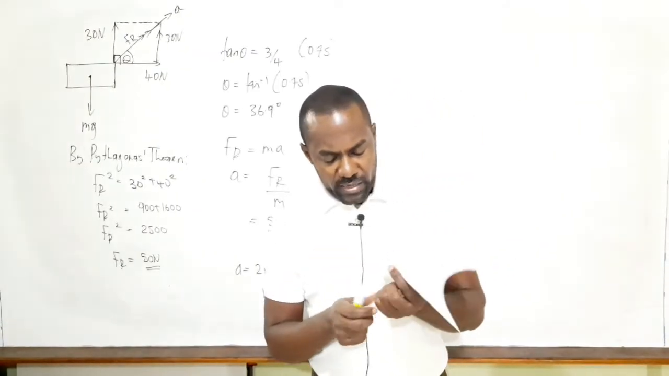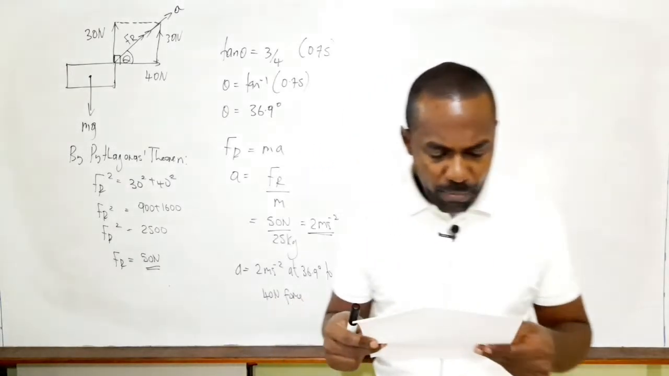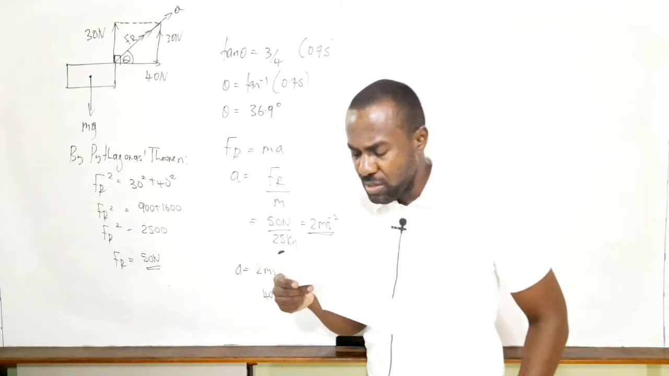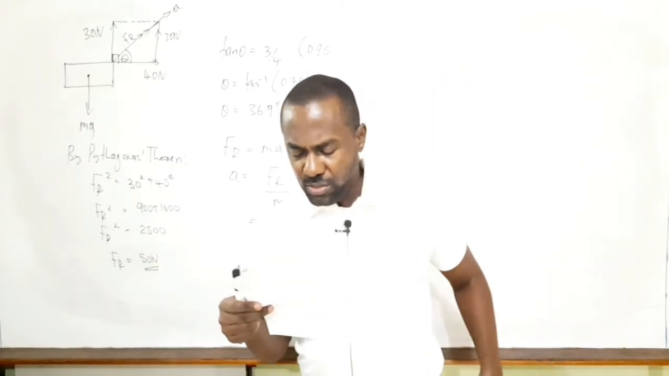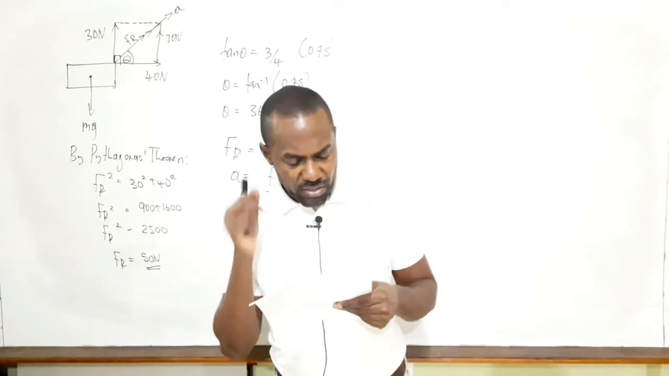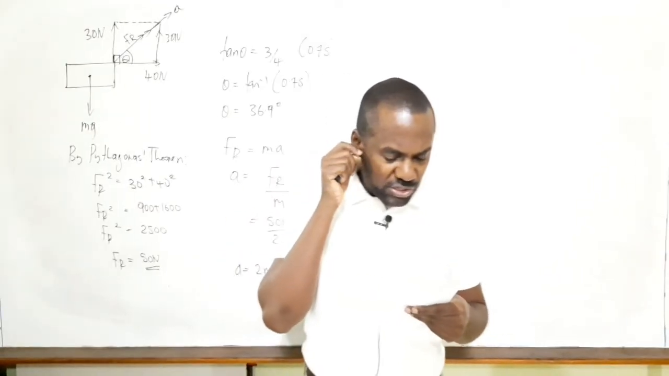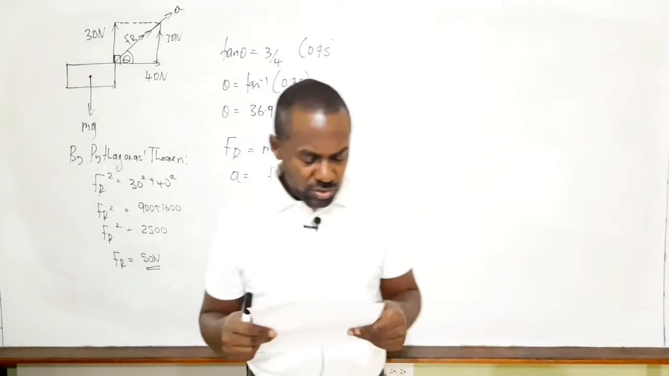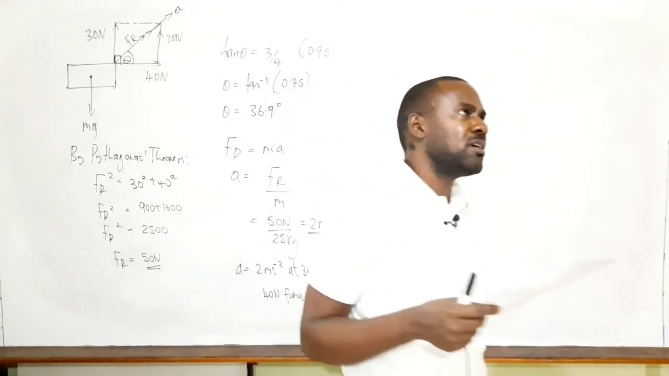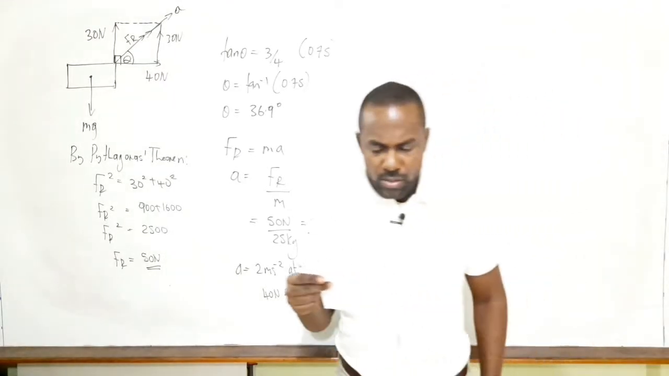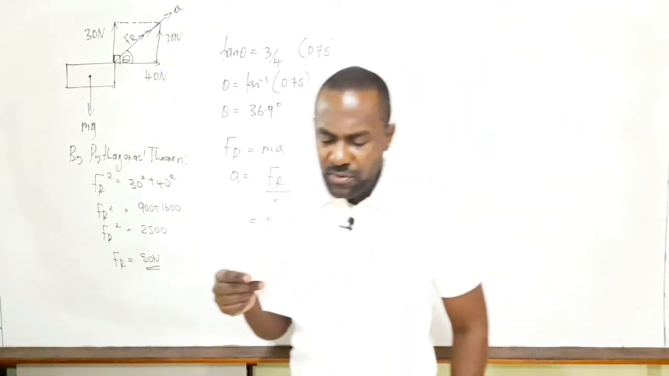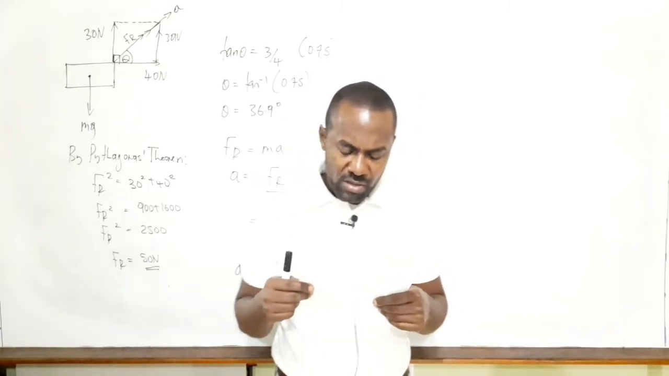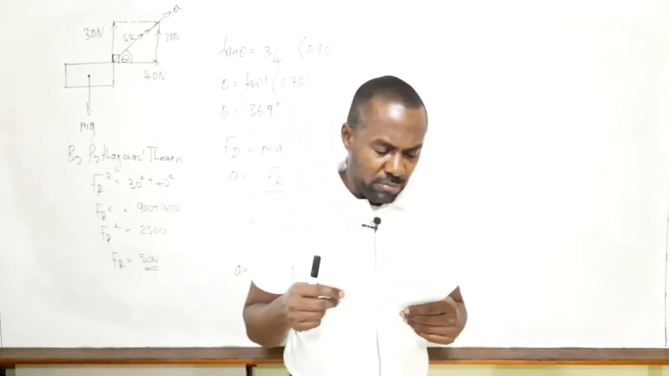Now question 3 says a body of mass 5 kilograms is pulled along smooth horizontal ground by means of a force of 40 Newton acting at 60 degrees above the horizontal. Find A, the acceleration of the body, and B, the force the body exerts on the ground. So we'll read the question one more time and we'll take the information that we can from the question. So a body of mass 5 kilograms is pulled along smooth horizontal ground by means of a force of 40 newtons acting at 60 degrees above the horizontal.